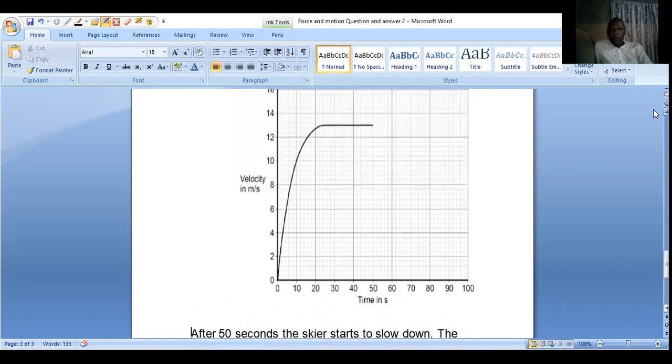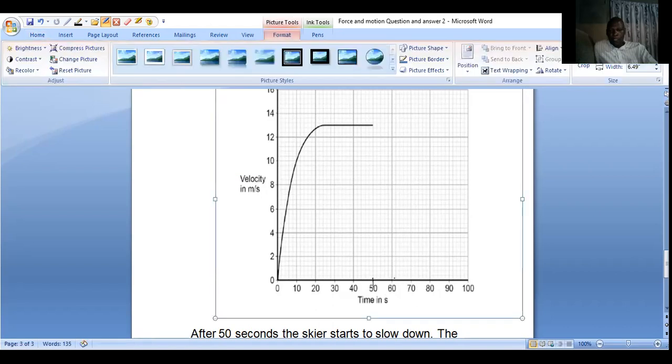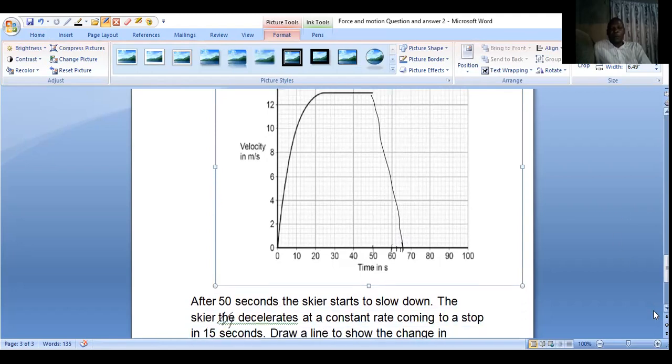So from 50 seconds, this is 13 meters per second, and it decelerates straight. So from here, this is 10 seconds. So the 15 seconds would be here. So you draw a straight line to that point. So this is the deceleration, and this is the graph that they wanted us to draw.